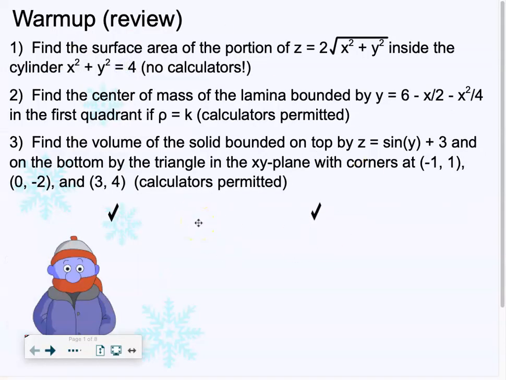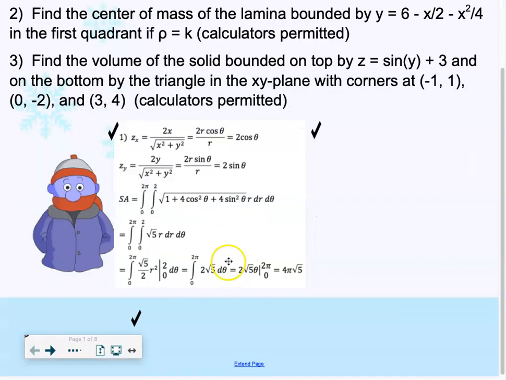So the first one that we just walked through, this is my typed up answer. Partial x converted to polar, partial y converted to polar. I went ahead and converted to polar first, put them in there, and then you factor out a 4, and cosine squared plus sine squared is 1, so you get 1 plus 4, which is worth 5.